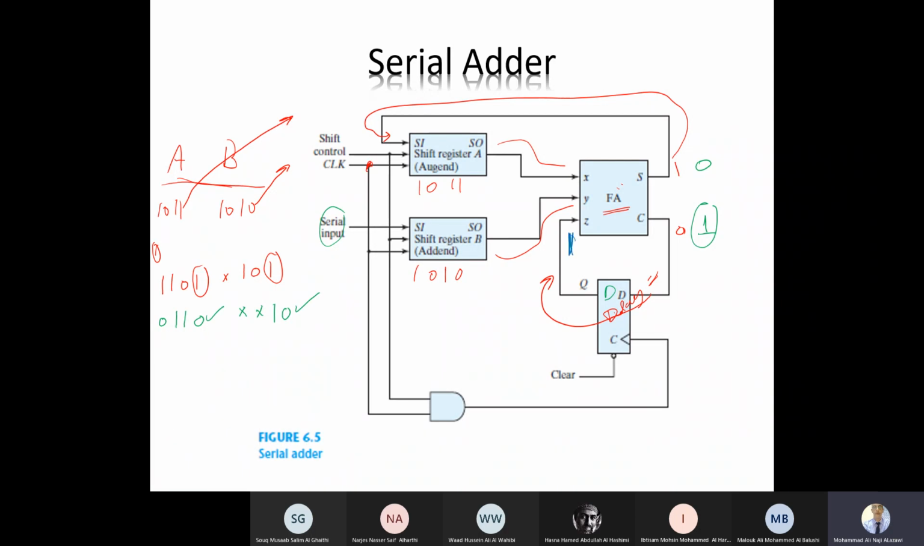Okay, this is 1 because the D flip-flop will shift it. Then this 0, not this 0, this 0, and this 0 will be entered to the full adder. Then the result will be 1 and carry 0. The 1 will be shifted here again, then I'll get 1, 0, 1, 1. Okay, and here I'll be having don't care, 1.